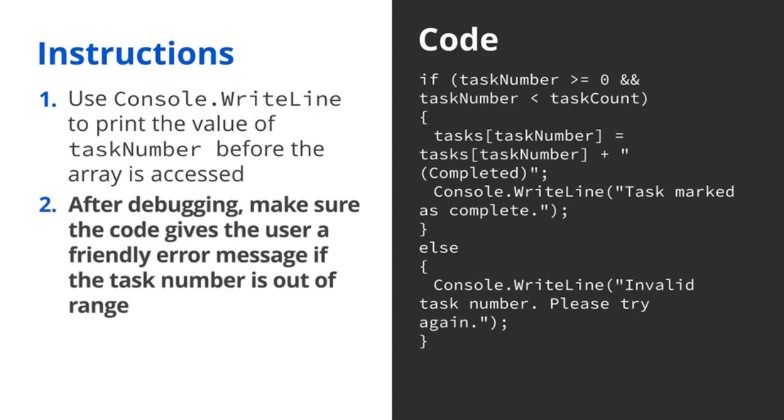Once you've added the debugging line and handled the error, your program should no longer crash when the user enters an invalid task number. Instead, it should display an error message like, "Invalid task number, please try again."